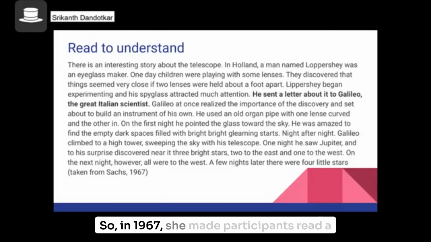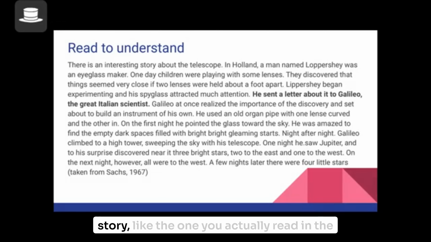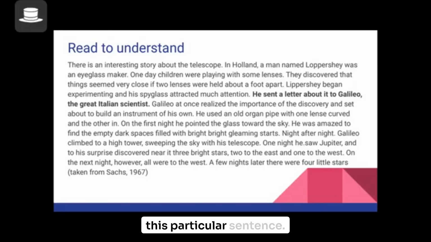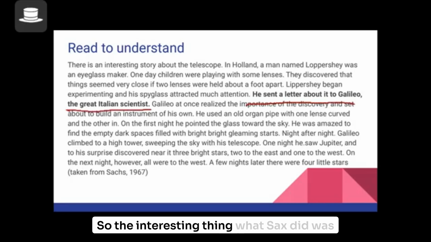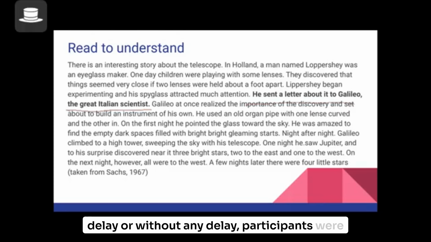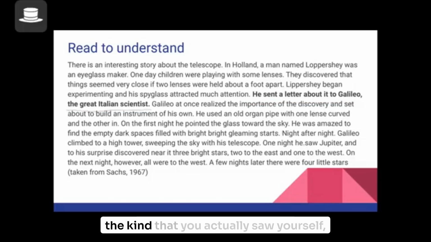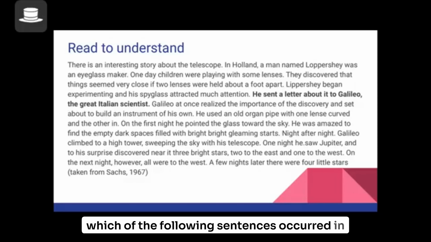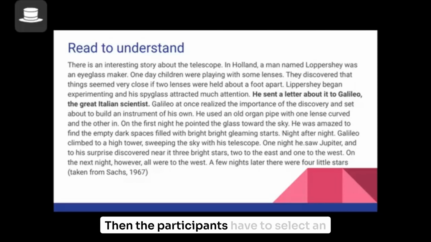Sachs, in 1967, made participants read a story like the one you actually read in the beginning. And the target sentence, if you remember, was this particular sentence. The interesting thing Sachs did was, after reading a target sentence, with some delay or without any delay, participants were presented with a question, the kind that you actually saw yourself: which of the following sentences occurred in the text you read so far? Then the participants have to select the option that they think they saw in the text.